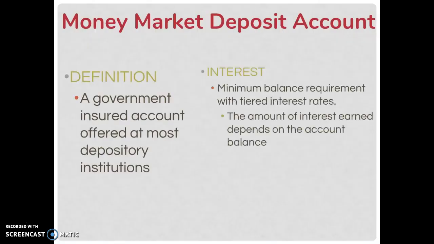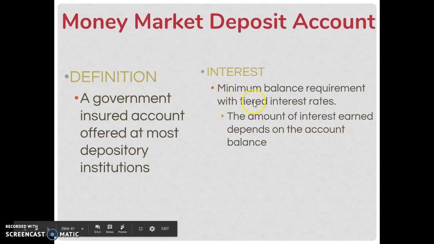The next type of account is a money market deposit account. A money market deposit account is a government insured account that most banks offer. With money market accounts, you're usually going to have a minimum balance that you have to put into the account. A money market account is a lot like a savings account, but it's less liquid. So once you put your money there, you're going to leave it there and you're not going to be able to withdraw it as easily.